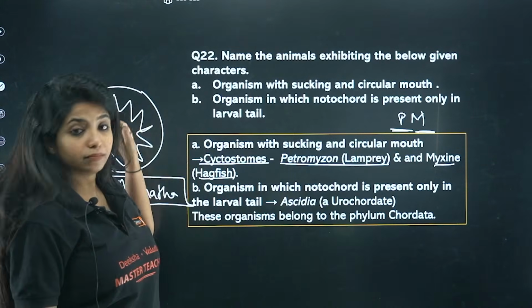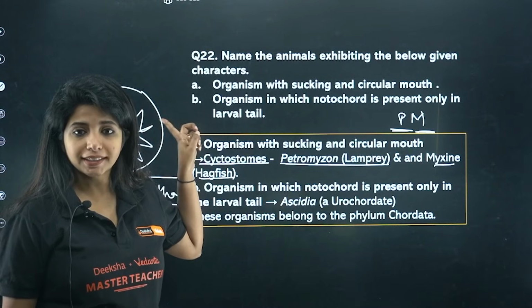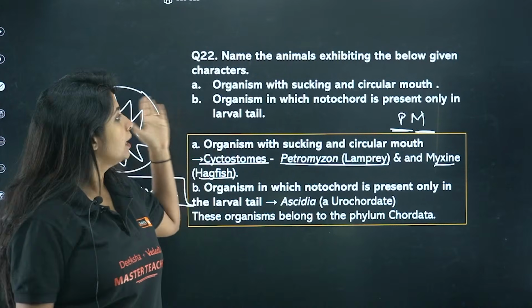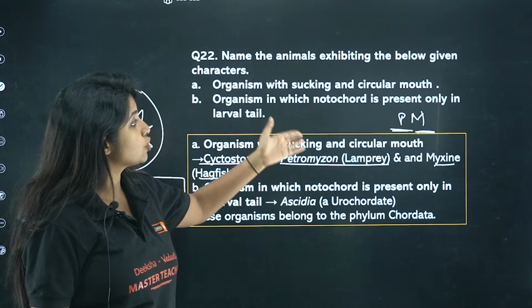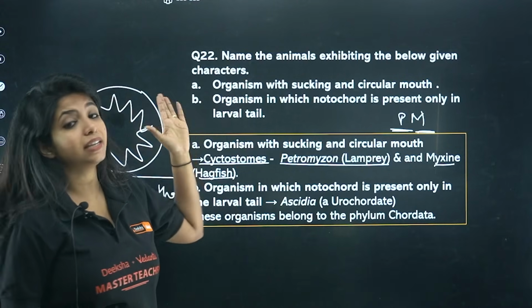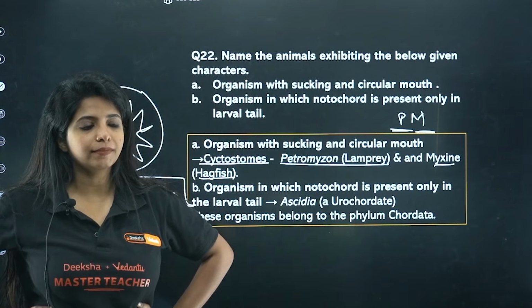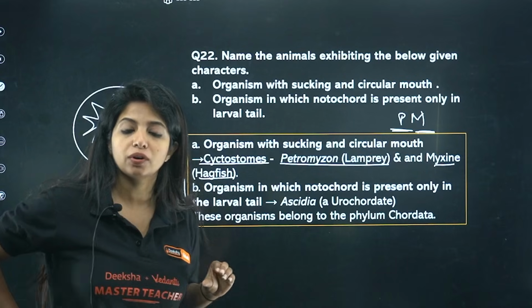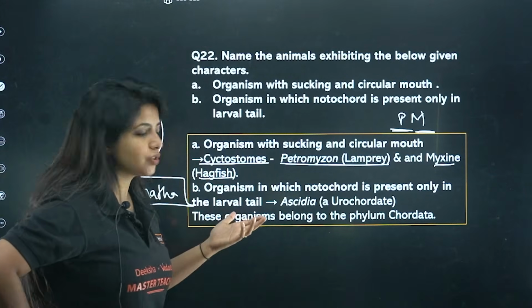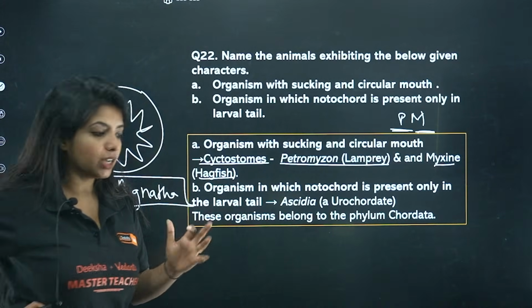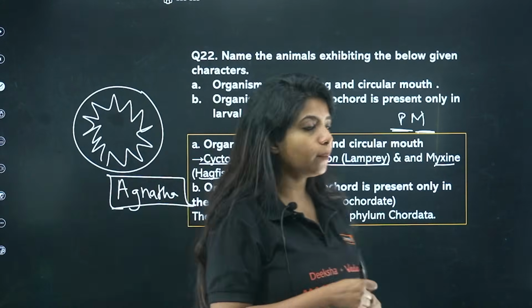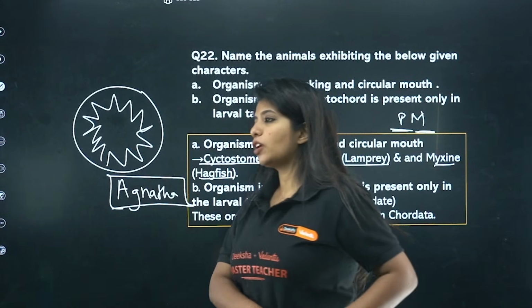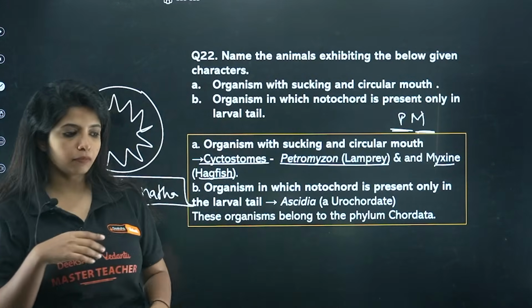Now they are vertebrates, okay? They come under vertebrata. Now going ahead, organisms in which notochord is present only in the larval tail. You call these organisms urochordates. What do you call them? Urochordates.